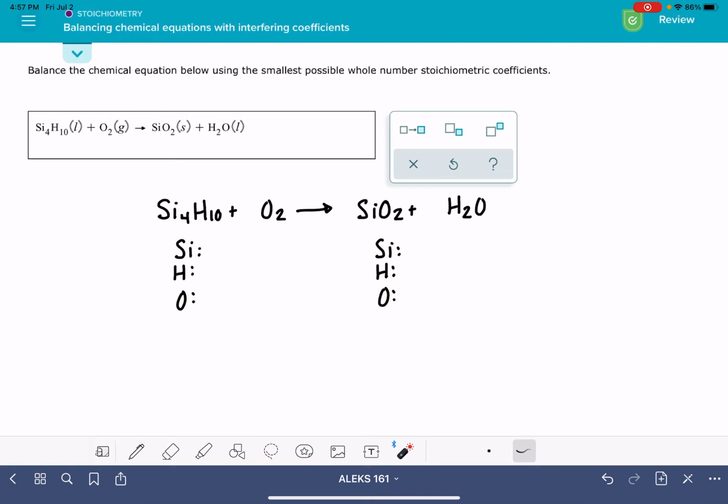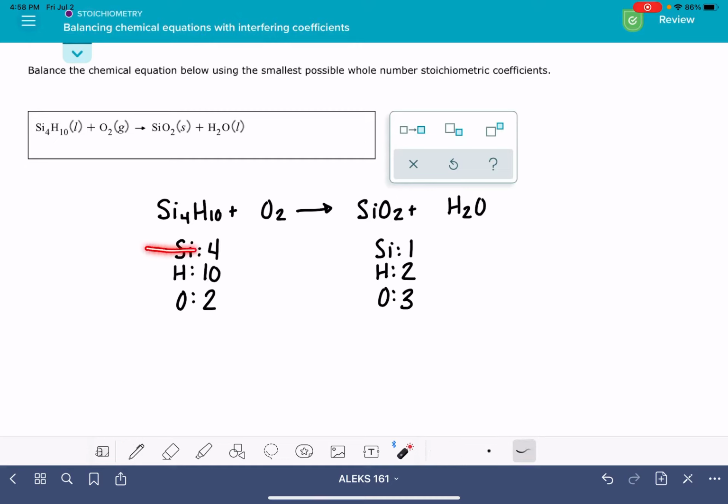And I'm going to start by filling in how many atoms I have to begin with on the left-hand side. That little 4 after the Si tells me that I have 4 Si atoms, the 10 tells me I have 10 hydrogens, and the 2 is for 2 oxygen atoms. Over on the right-hand side, I have 1 Si atom, I have 2 hydrogen atoms, and then you've got to be a little careful with the oxygen. It's in 2 spots. We have 1, 2, 3 total oxygen atoms.